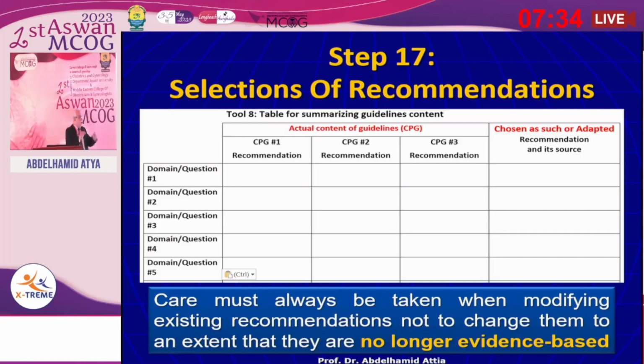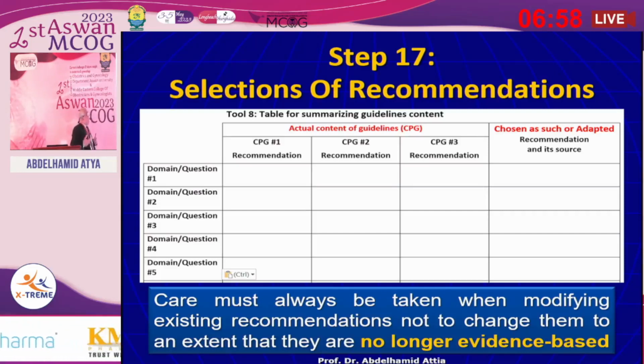Please, if you are going to modify a recommendation, care must always be taken when modifying existing recommendations not to change them to an extent that they are no more evidence-based, no more reflecting the evidence. They will be reflecting the opinion of those who put the guideline. We don't want this. We want all the recommendations to be evidence-based. Even if none of the recommendations is suitable, and you are going to use a recommendation, you should bring it from research.